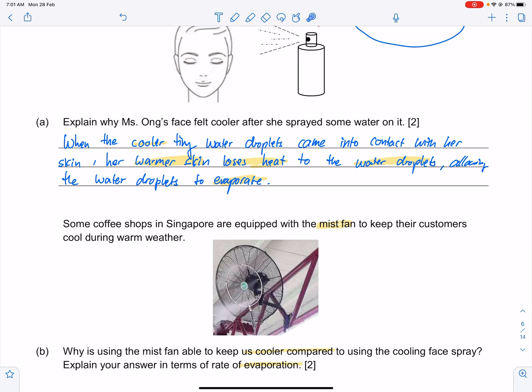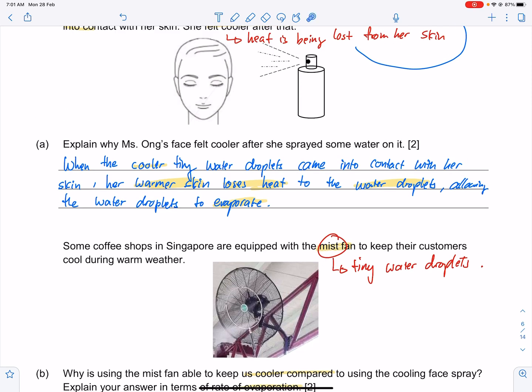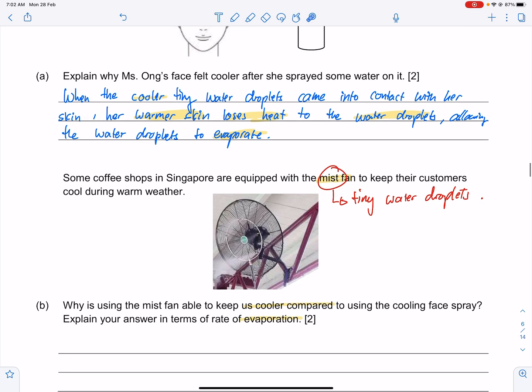You will notice that in both setups, they include tiny water droplets. Now, why is this the case? Because it's stated here that we have this tiny mist, right? A mist fan. So the mist fan is equivalent to your tiny water droplets. So with this, we know that this is the common factor between these two activities. Both have tiny water droplets. Now the difference over here is that your fan would produce wind, right? So when you think about it, they give us a very big hint. They wanted us to talk about how it keeps us cooler in terms of evaporation.